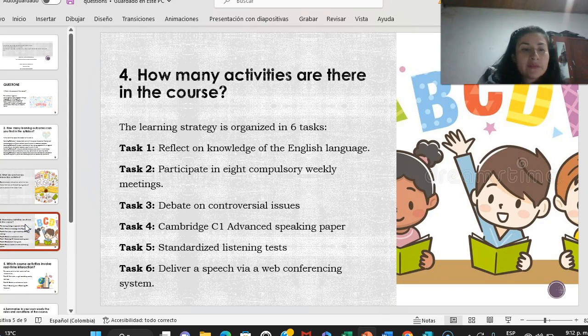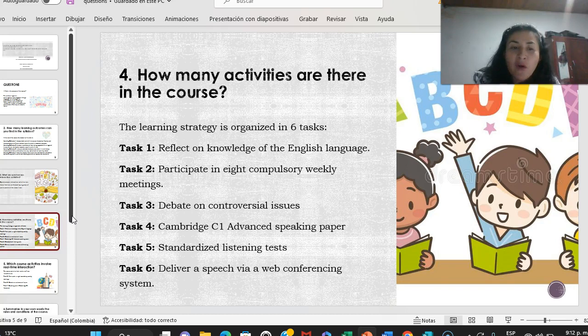Number 4. How many activities are there in the course? The learning strategy is organized in 6 tasks. Task 1. Reflection on the cumulative learning of the English language. Task 2. Participate in the 8 compulsory weekly meetings. Task 3. Debate on controversial issues.